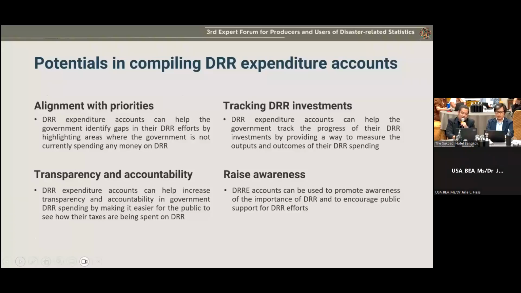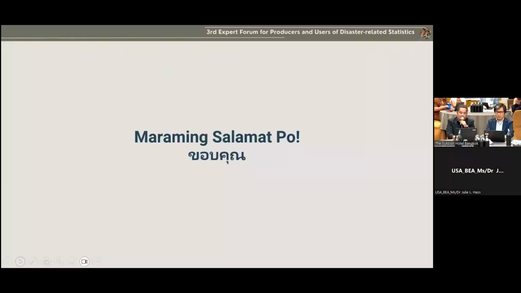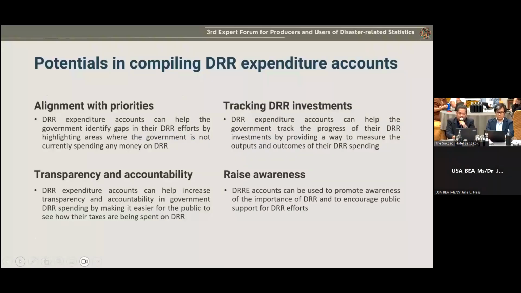So now we move on to the potentials in compiling DRR expenditure accounts. First, we have the alignment with priorities. DRR expenditure accounts can help the government identify gaps in their DRR efforts by highlighting areas where government is not currently spending any money.